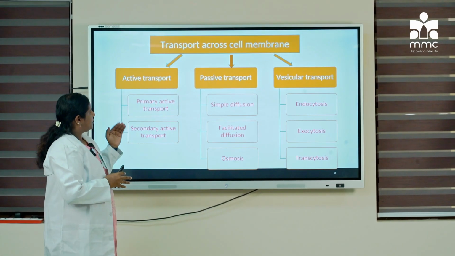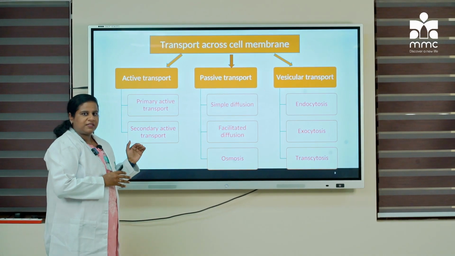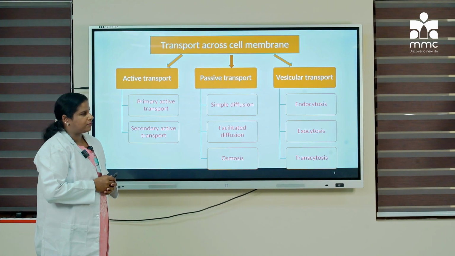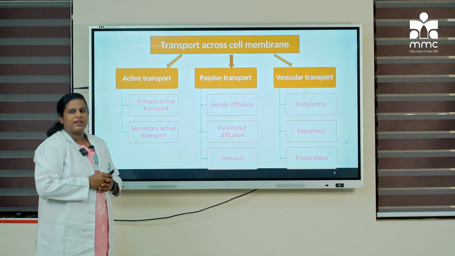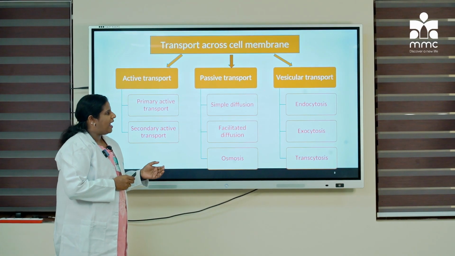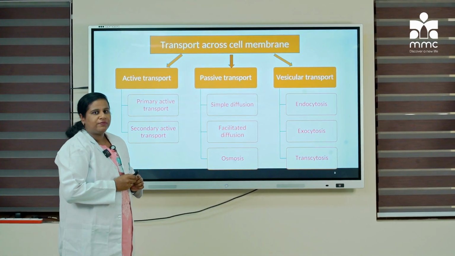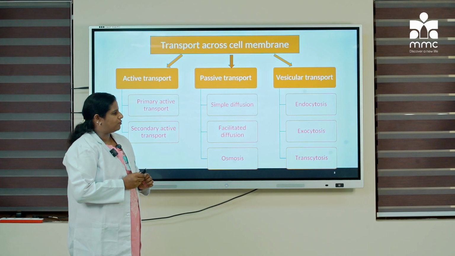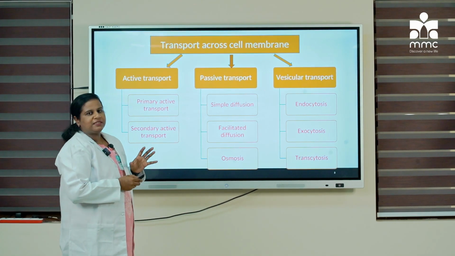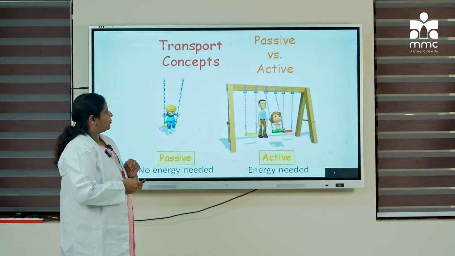Now, active transport can be further classified into primary active transport and secondary active transport. Then in passive transport, we have simple diffusion, facilitated diffusion and osmosis. And in vesicular transport, we have endocytosis, exocytosis and transcytosis. So let's see a little bit in detail about active transport today.